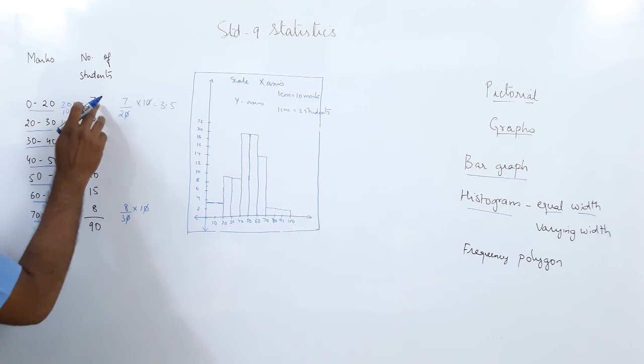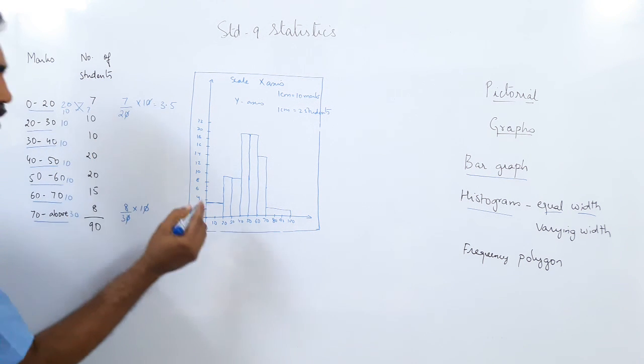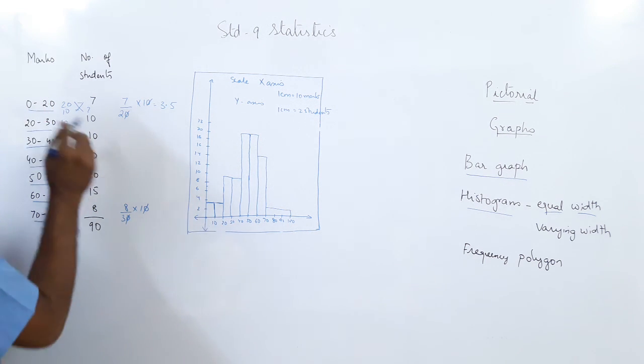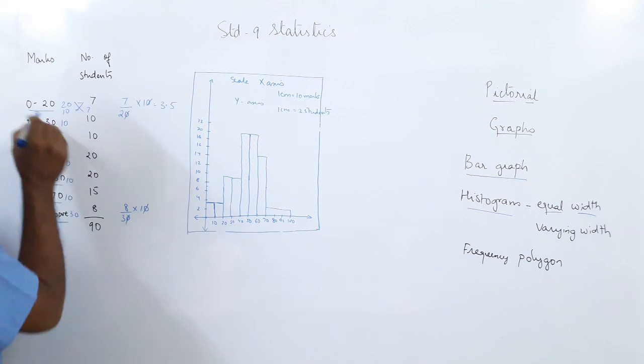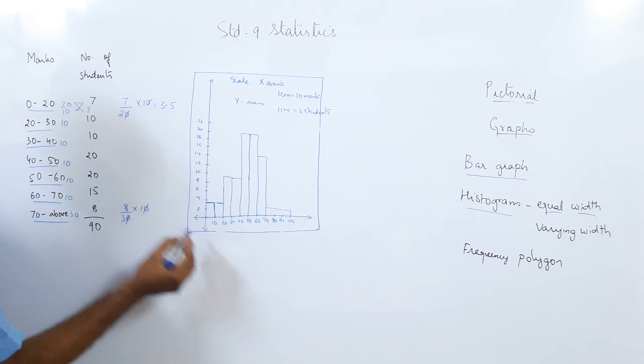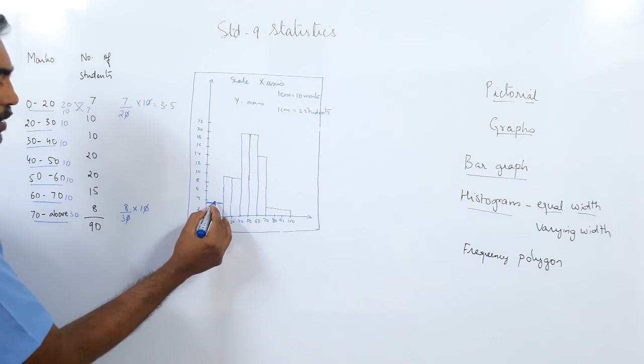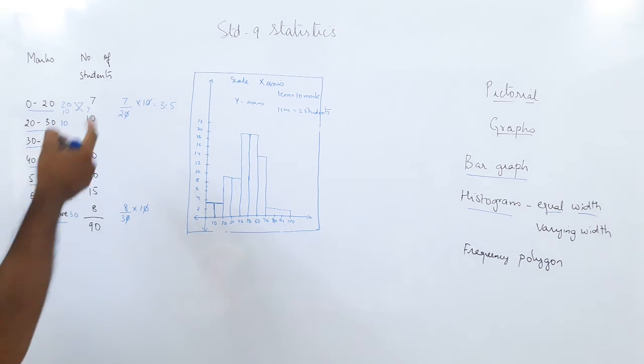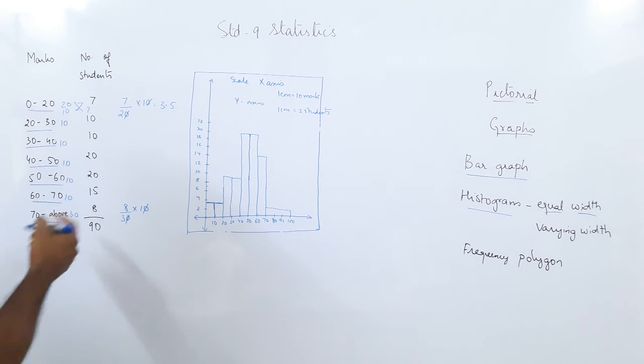In a width of 20 there is 7. So in a width of 10 it is 3.5. So I can now break it up into two parts. Till 20 it was 7. From 0 to 10 it is 3.5, then 10 to 20 it is 3.5. So from 0 to 20 I got how much? I got 7.